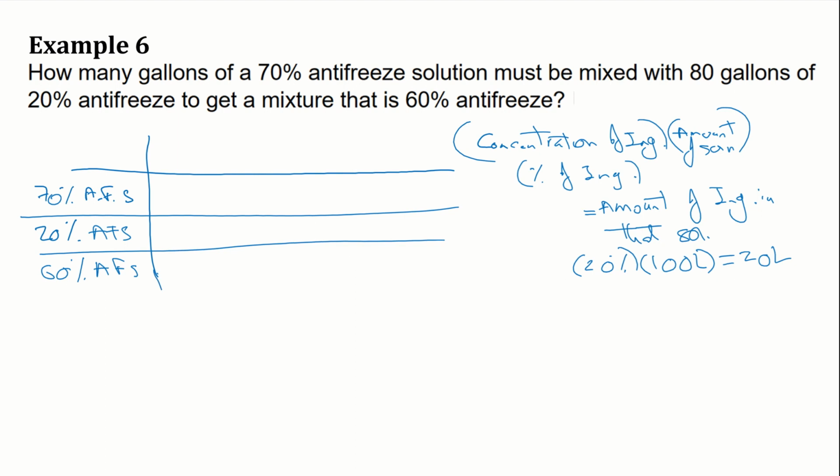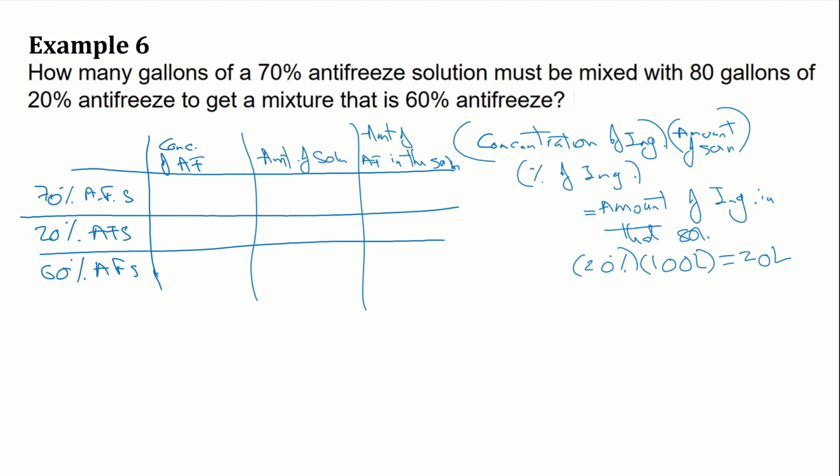So in our headings for our table, we're going to have the concentration of antifreeze, we're going to have the amount of the solution, and then when we multiply those, we'll get the amount of the ingredient, in this case the antifreeze, in the solution.